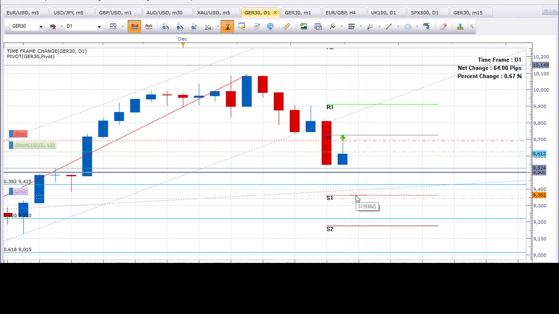So S1 for the week, you're looking at 93.62, so I think that will be the first thing to go through and target. S2 for the week, you're looking at 91.76, but I think it's fairly unlikely that we're going to get down as far as that.